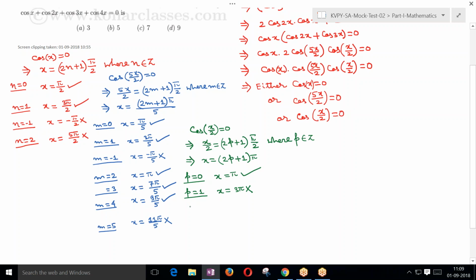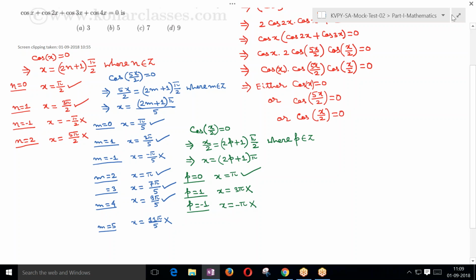Then we take p equal to minus 1. For p equal to minus 1, what is the value of x we are getting? The value of x is minus 2 plus 1, that is minus 1 into pi, so minus pi, which is not an acceptable solution. Why is it not acceptable? Because it is not in the range of 0 to 2 pi.